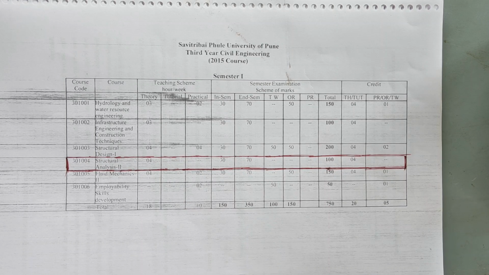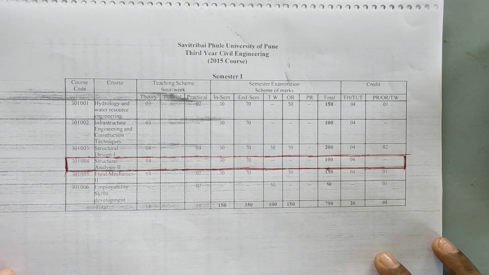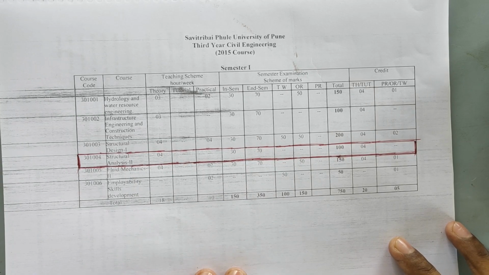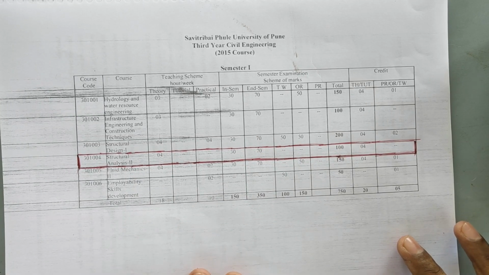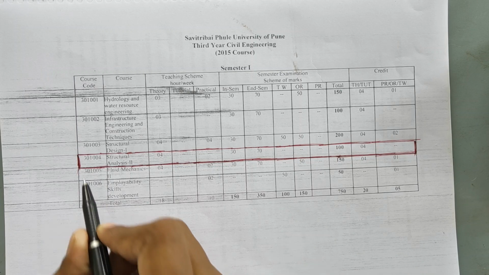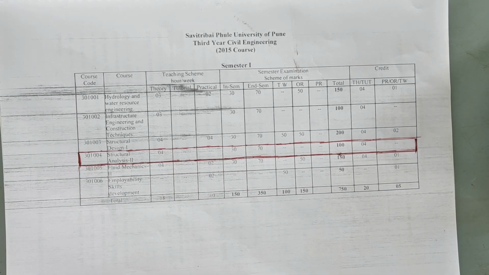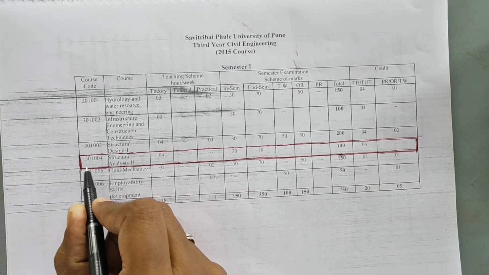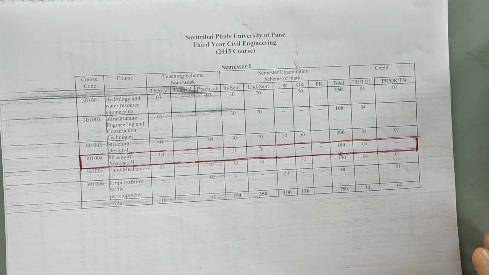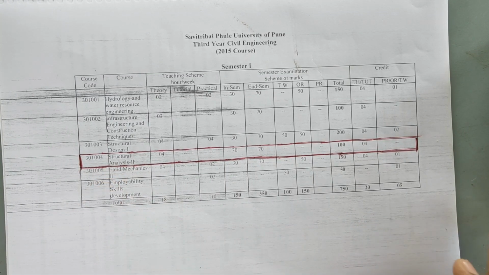Now, we are going to study this next part or the advanced part or the new methods of your structural analysis. So first of all, we'll see about the syllabus. This is the copy of your 3rd year Civil Engineering syllabus. The subject code for your this semester is 301004, that is Structural Analysis 2nd.